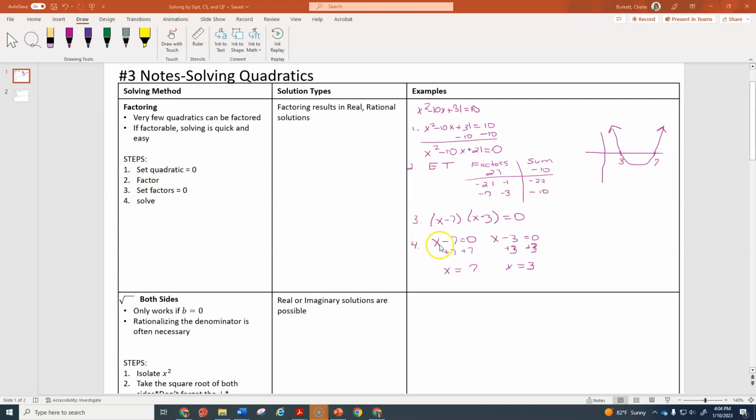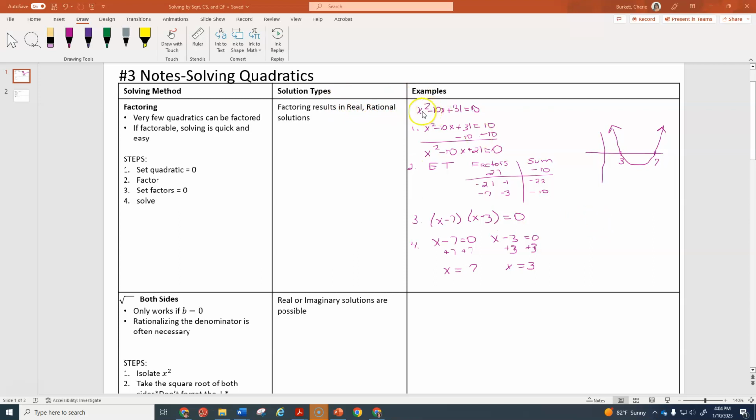Step number 3 says set each factor equal to 0. That's called using the zero product property. We talked about that earlier in factoring. And then step number 4 is to solve each factor. Solving means get the x by itself. So I add 7 to both sides, I add 3 to both sides. And what that means is that my x-intercepts are real numbers. They're not only real, but in this particular case, they're rationals.